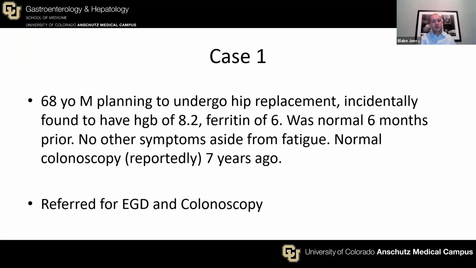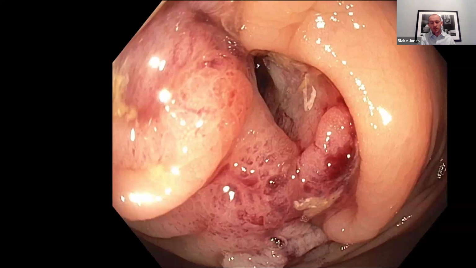So wisely, they refer him for an EGD and colonoscopy prior to undergoing a hip replacement, and then this is found in his ascending colon. So this is essentially almost an apple core lesion. I was able to get through this to the cecum, so not a complete obstruction, but this kind of gives you an idea of how much a cancer can grow in a patient before they start to have obstructive symptoms or really any other symptoms. And if he hadn't been going in for that hip replacement and gotten that blood work, he may not have even known about this cancer until much further down the line.